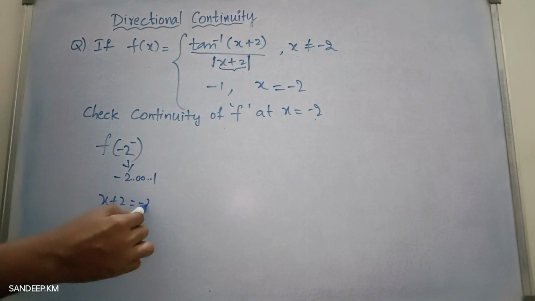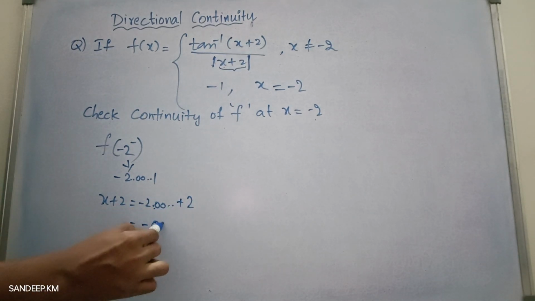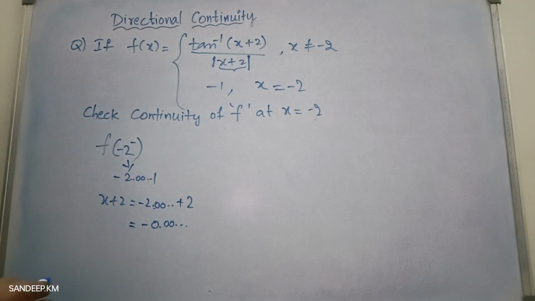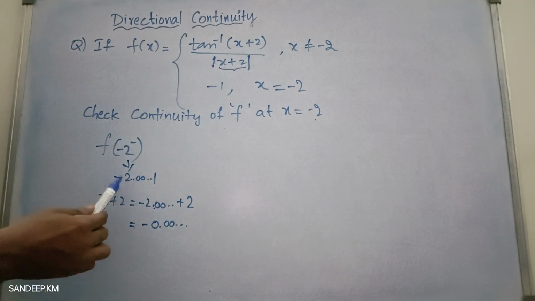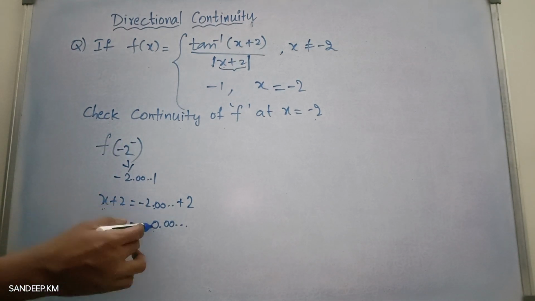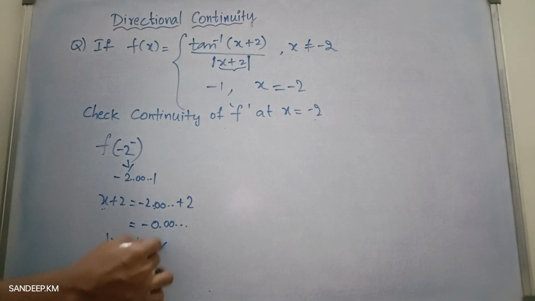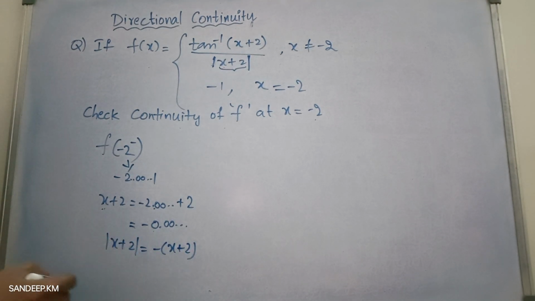X value is -2.00 something plus 2. Correct or not? If I add these two, what is the result? -0.000 something. So x plus 2 is a negative number. When I take x value as -2 minus, x plus 2 is a negative number. What is the meaning of it? If x plus 2 is negative, then we should write mod of x plus 2 as minus of x plus 2.